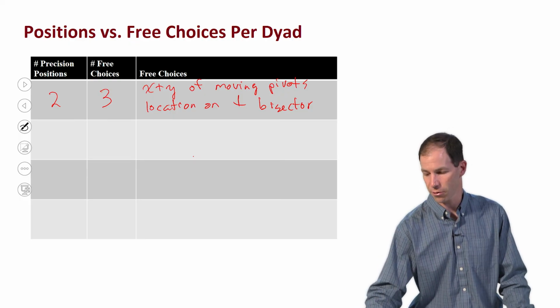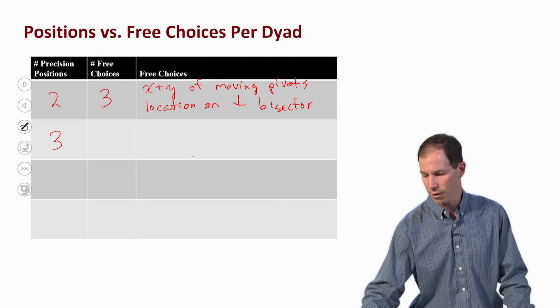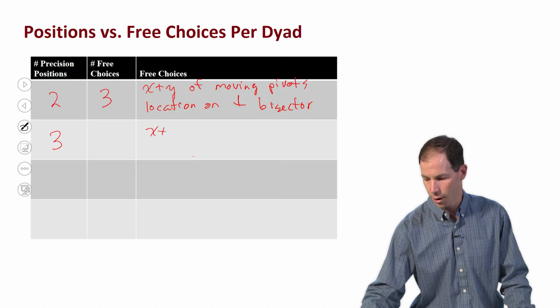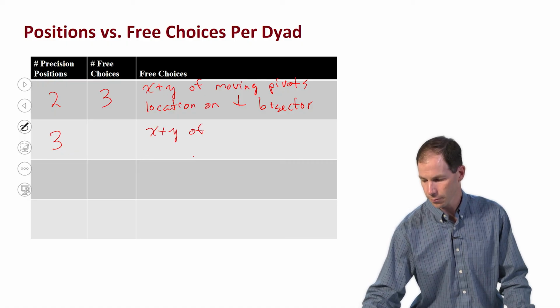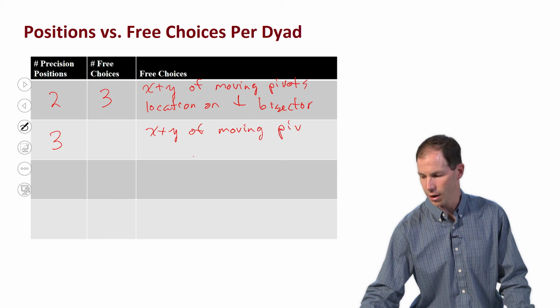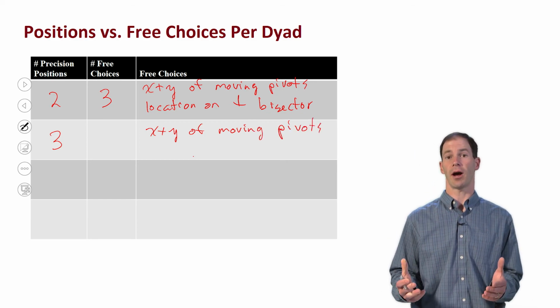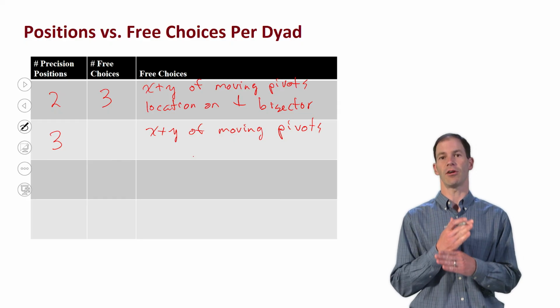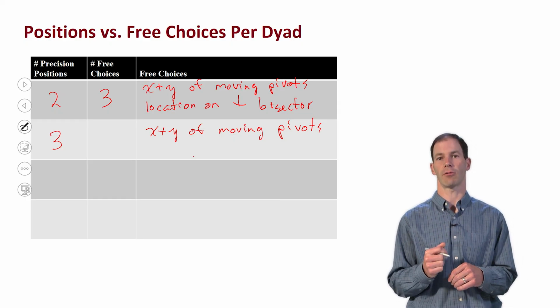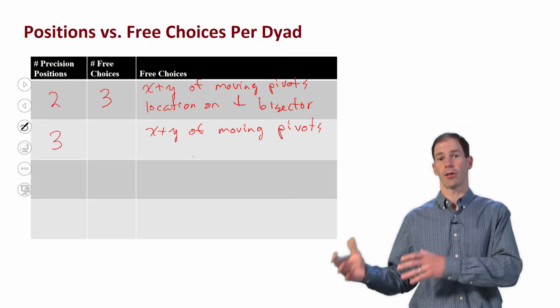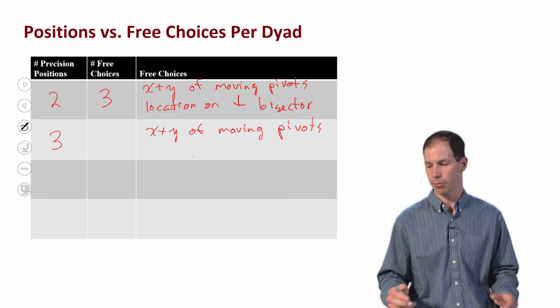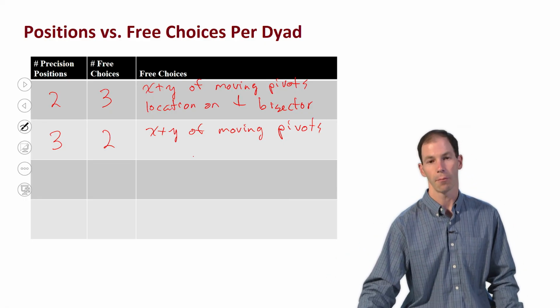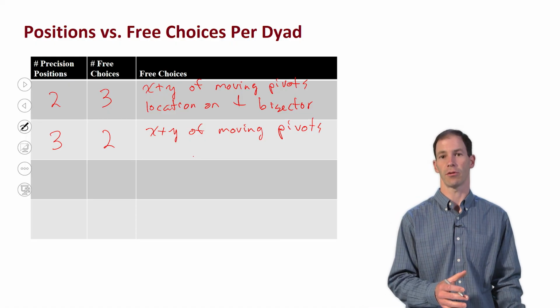I then went to 3 precision positions. I still have the X and the Y of the moving pivots. That was my free choice as a designer. But I no longer have a choice as to where I am on the perpendicular bisector, because I now have 2 bisectors that intersect at one location, and that's the location of my ground pivot. So I had 3 free choices previously. I've now dropped this down to 2 free choices by going to an extra precision position.